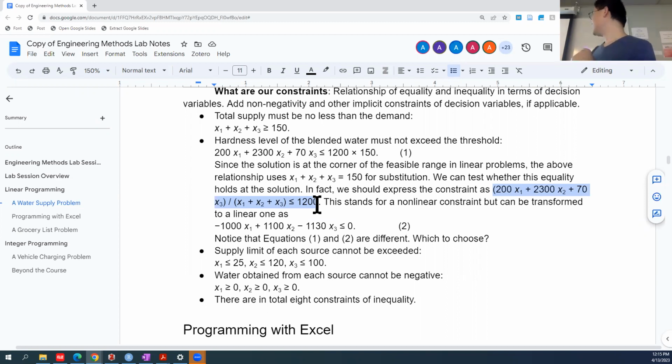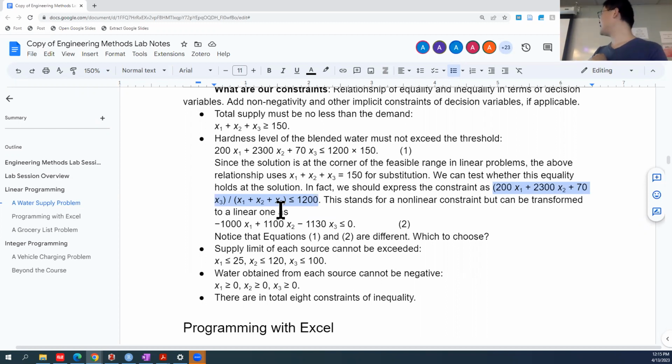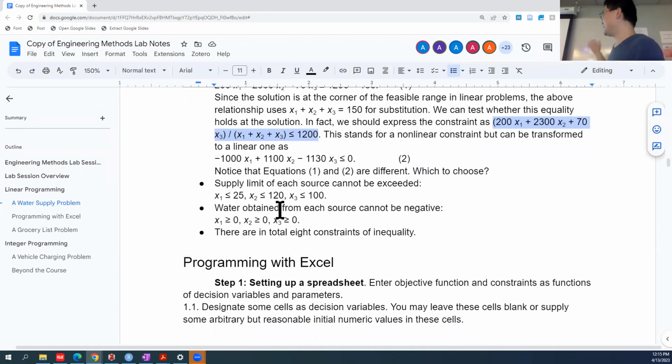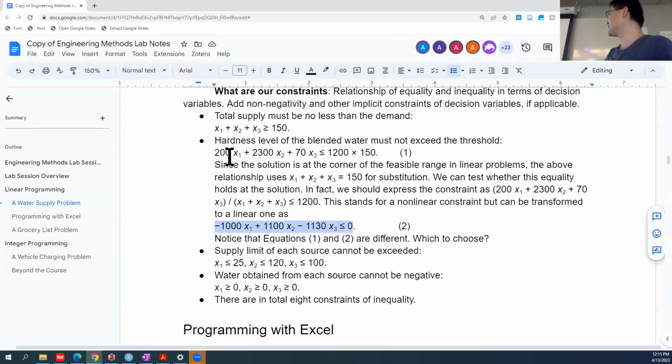but this can be easily transformed to a linear one by moving the denominator to the other side of the equation. Once we do that, we will see equation two here. As you can see, this one is completely different than equation one. Equation one can be easily understood, but equation two doesn't seem to be so straightforward to interpret. However, this is what we got from the constraint of the hardness.